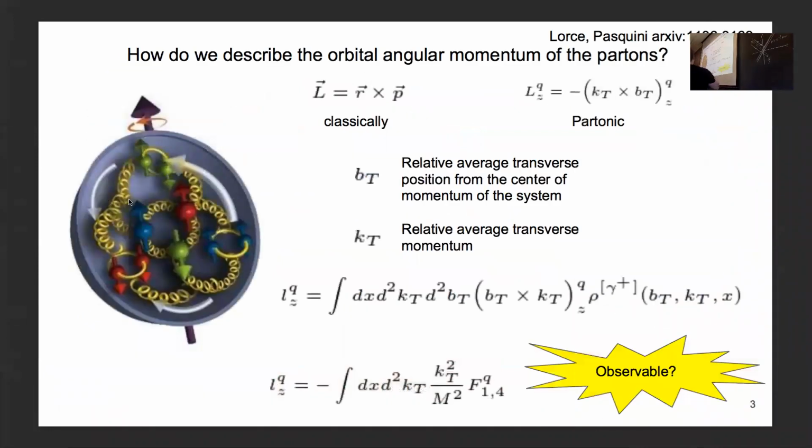So how do we see orbital angular momentum of the partons? Well, what we can do is define an average using a Wigner function, which can then be parameterized in terms of the GTMD F14. So this is the name of the game here for orbital angular momentum. And now it's a question of, is it observable or not?